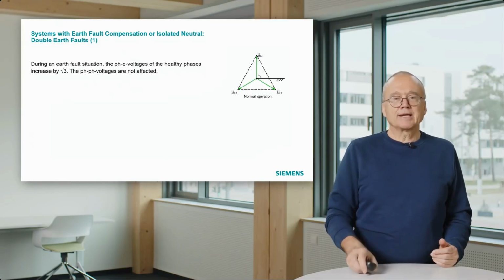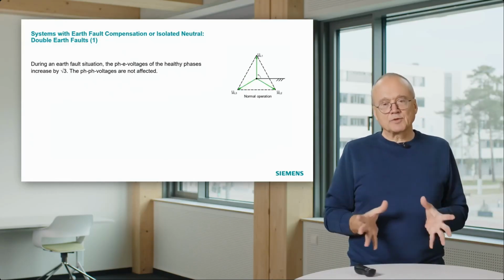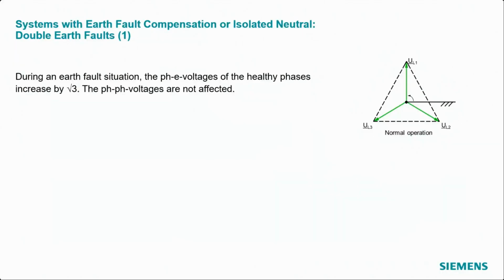The point there is, normally, if the system has no fault, you have a balanced system. You see here in green the phase to ground voltages of the three phases. They are symmetrical to Earth. That means in a 20 kV system, the phase to ground voltages of all three phases are 20 kV divided by square root of 3. And between the phases, you have the 20 kV.